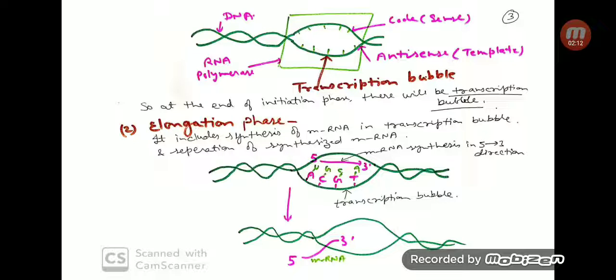Now the second step in transcription is elongation. In elongation, there is synthesis of mRNA in the transcription bubble. And in synthesis of mRNA, there is the addition of nucleotides in a complementary manner to the nucleotides present in DNA. mRNA synthesis always occurs in the 5' to 3' direction.